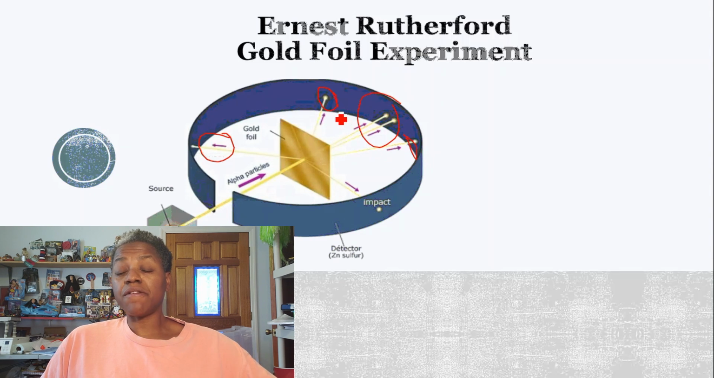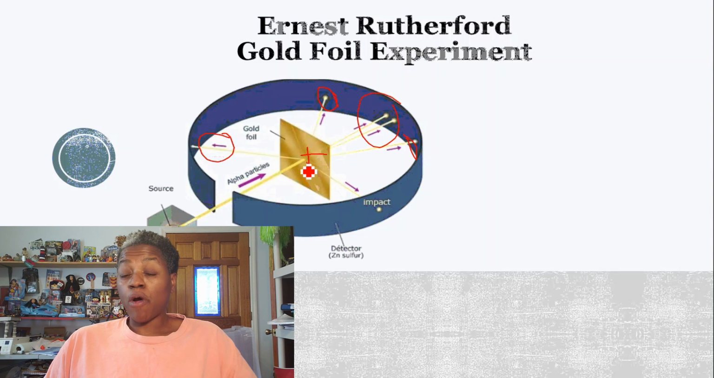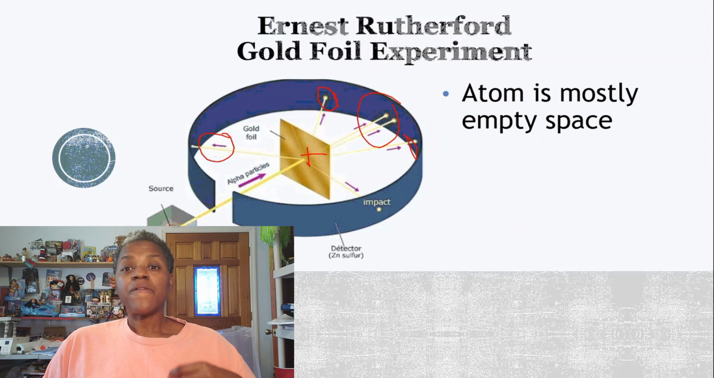So it was these that veered off to the sides and ricocheted that caused Rutherford to conclude that there must be positive charges in the atom. The atom was mostly empty space because most of them did go through, but there must be positively charged particles in the atom as well. And he called those positively charged particles protons. So by the end of Rutherford's experiment, what he concluded was, yes, the atom is mostly empty space.